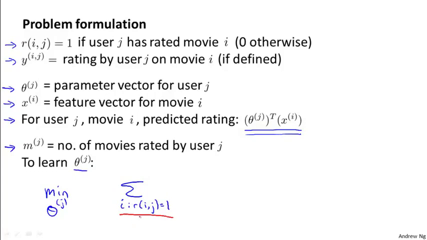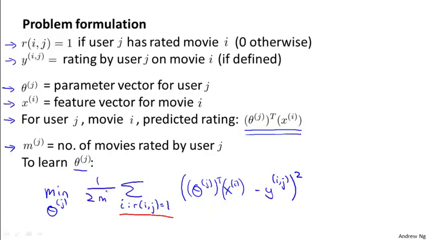So this is really summing over all the movies that user j has rated, and then I'm going to compute theta j transpose xi. That's the prediction of user j's rating on movie i, minus Yij, the actual observed rating, squared. And then let me just divide by the number of movies that user j has actually rated, so let's divide by 1 over 2 mj. This is just like least squares regression. It's just like linear regression, where we want to choose the parameter vector theta j to minimize this type of squared error term.